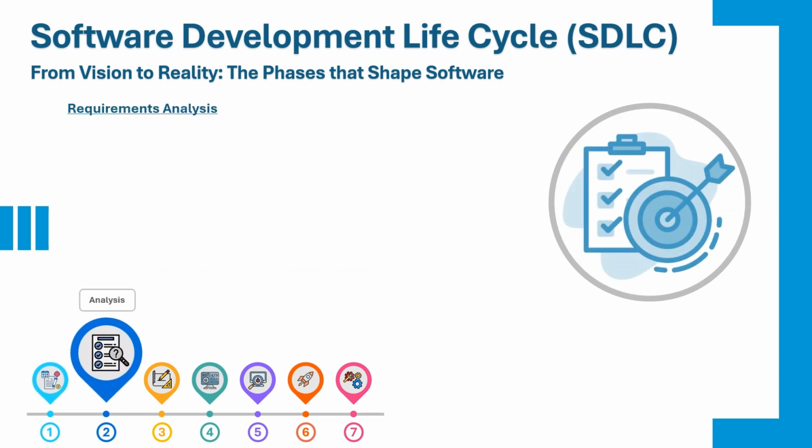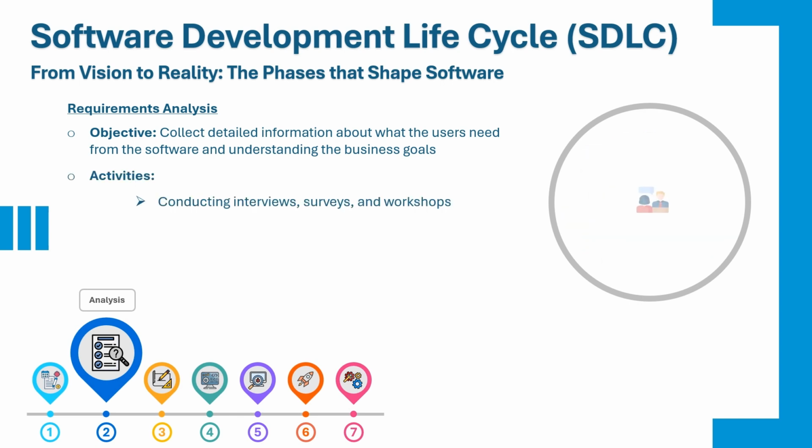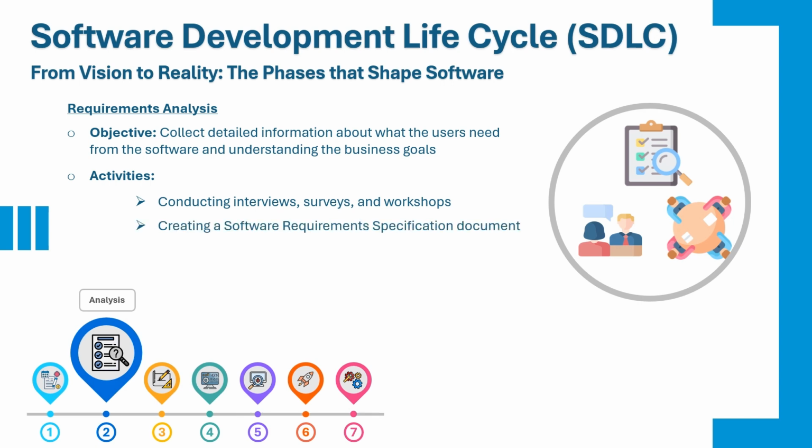Next, we move into requirements analysis. This is where we dive deep into understanding what users need from the software and how it aligns with business goals. Interviews, surveys, and workshops help paint a clear picture of these requirements. And from this, the team creates a software requirement specification, or SRS, document. This SRS outlines everything the software needs to do, both functionally and non-functionally.